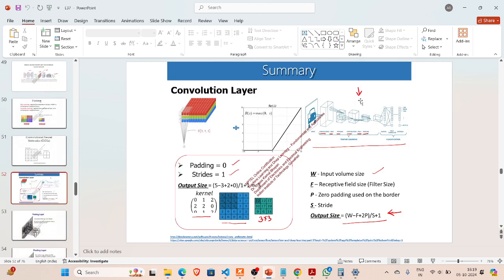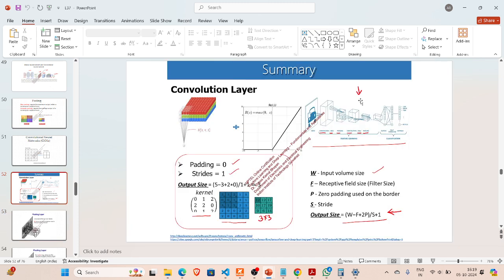Next, the summary page is very important. As you can see, we are applying the convolution, so you're getting the feature map. The output size of the feature map, width or height, is given as this.